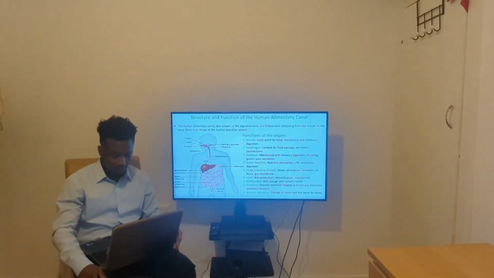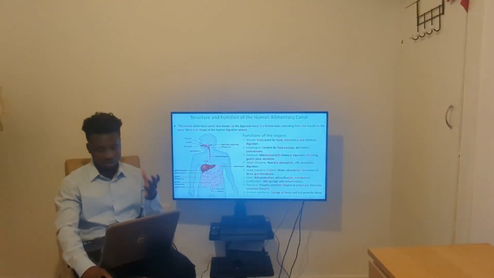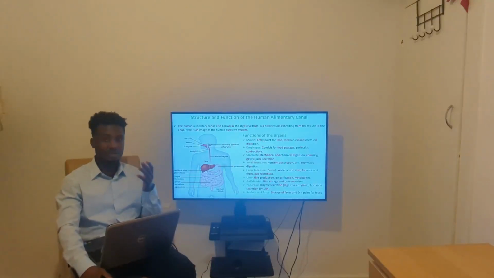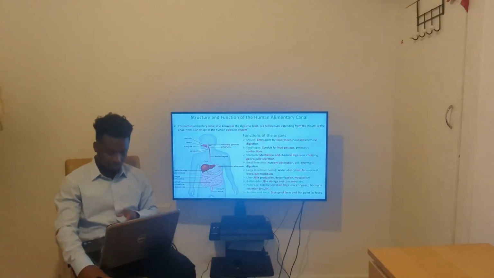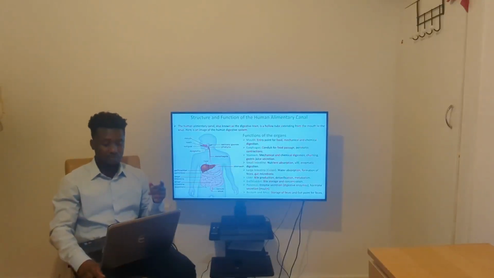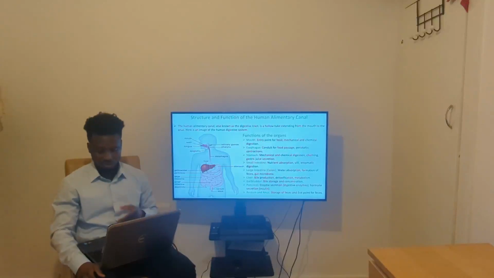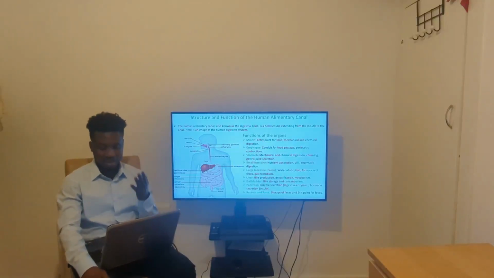Then next is the liver. The liver is where bile is produced, and detoxification and metabolism all take place in the liver. Then the gallbladder is where the bile is stored. Then the pancreas is responsible for enzyme secretion and hormone secretion, which includes insulin as well. Then we have the rectum and the anus. They are the storage of feces and the exit point for feces as well.